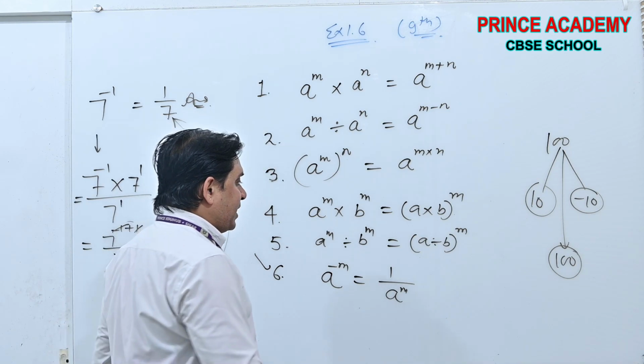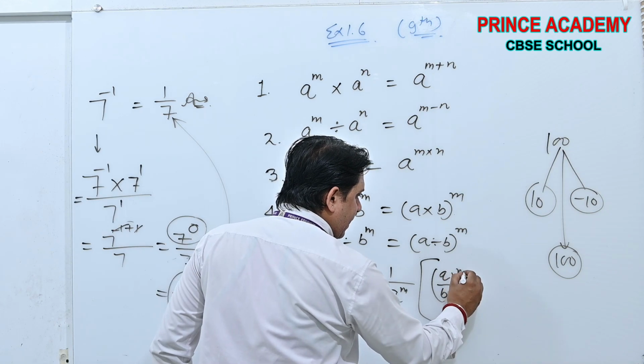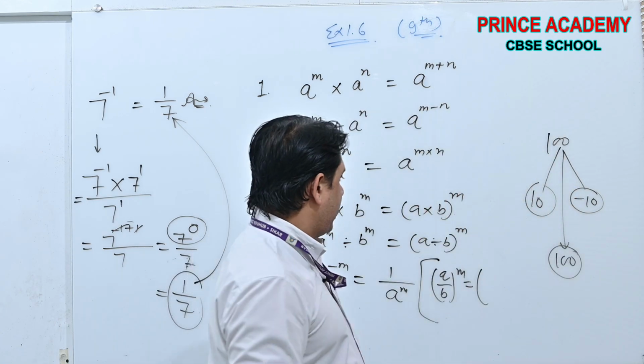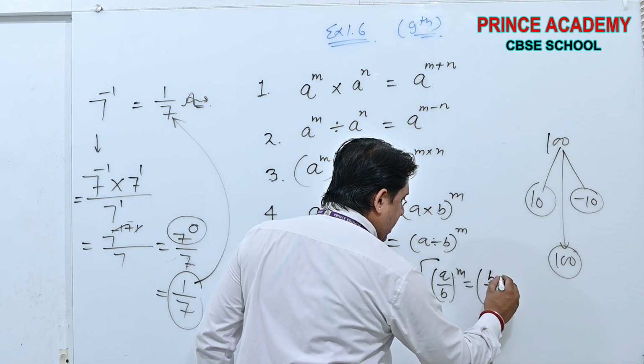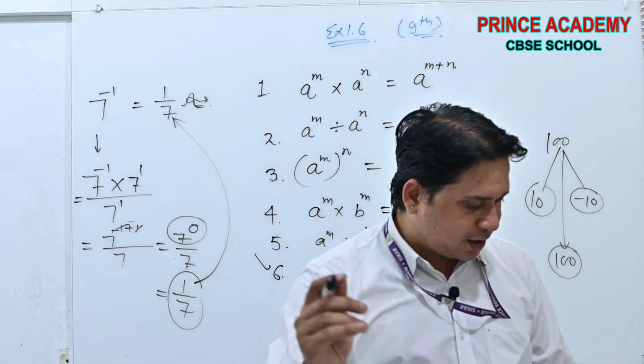Or it can be written in other terms that a by b raised to power m is b by a raised to power minus m. Okay, done. Please just give me 1 minute.